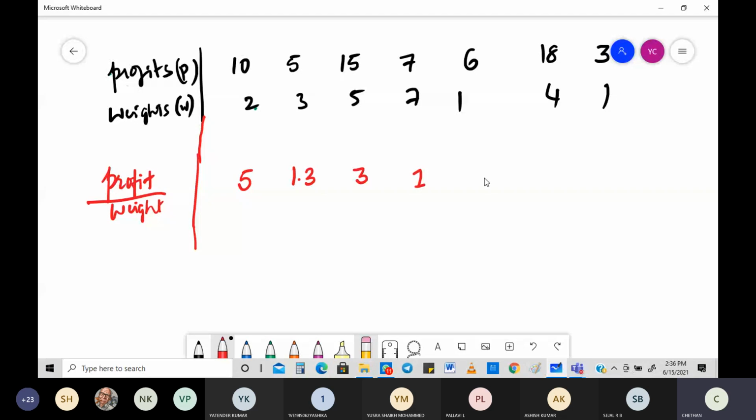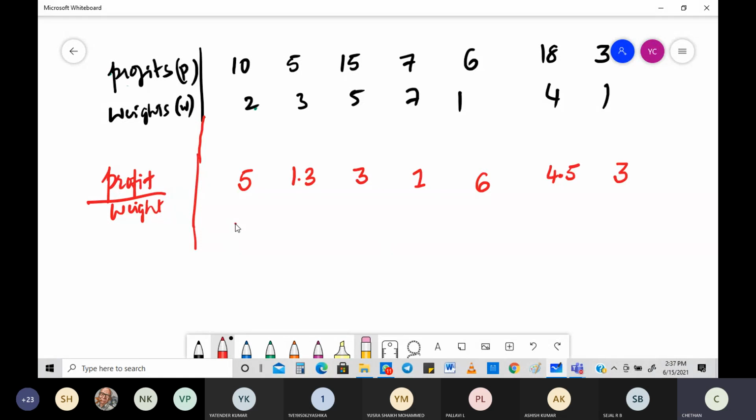What's 6 by 1? Be careful with the way you're writing it. Okay, 6 by 1 is nothing but 6. Okay, 18 by 4, 4.5. Okay, and 3 by 1, 3. So this is known as per unit of profit for the weights that are given to us.